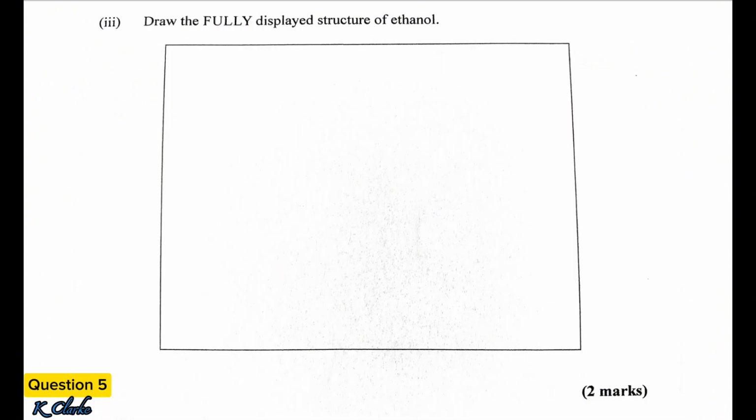Part 3. Draw the fully displayed structure of ethanol. The prefix eth means there are 2 carbons, while the suffix anol indicates there is a hydroxyl group or OH group attached to one of the carbons.